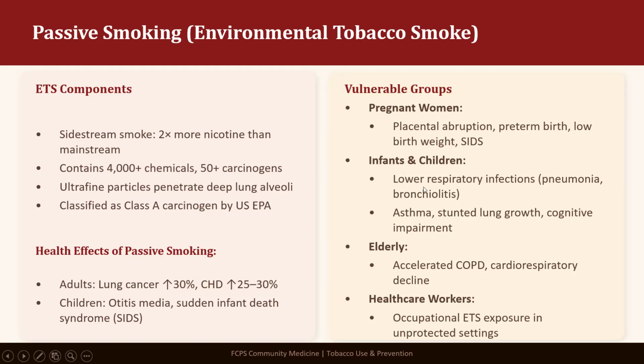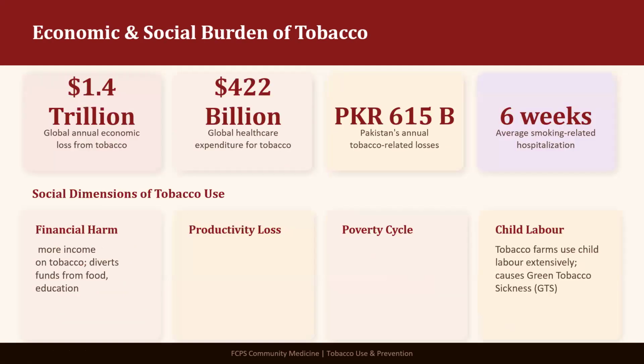Infants and children: it causes lower respiratory infection, asthma, stunted lung growth, cognitive impairment. In the elderly, it accelerates COPD and cardiorespiratory decline. Health workers: occupational environmental tobacco smoke exposure in unprotected settings. Next is the economic and the social burden of tobacco. 1.4 trillion dollar global annual economic loss from tobacco, 422 billion dollar global healthcare expenditure for tobacco.